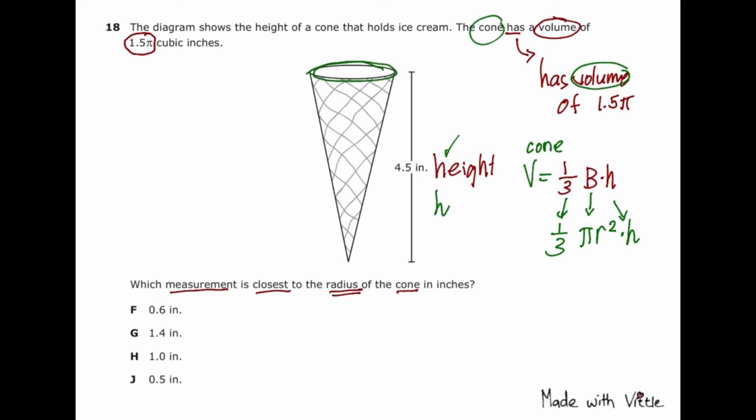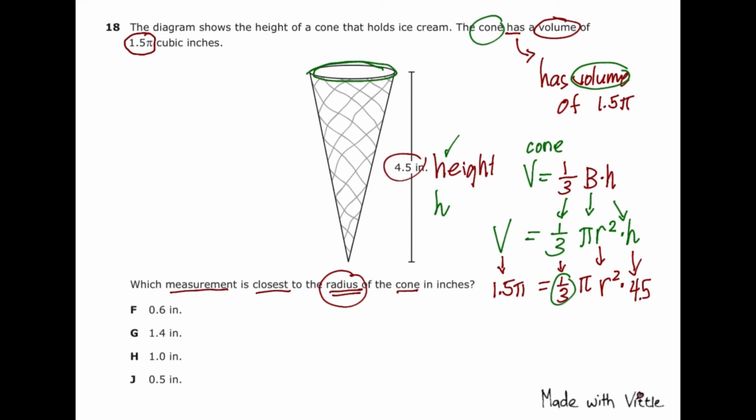Now substitute. All the values that are given must be substituted where they belong. For example, the volume is given, so the 1.5 pi should be here. Bring down everything else, that 1/3, that pi. The r is the one we're looking for, so it's still r squared, times the height, and the height is here, which is 4.5.